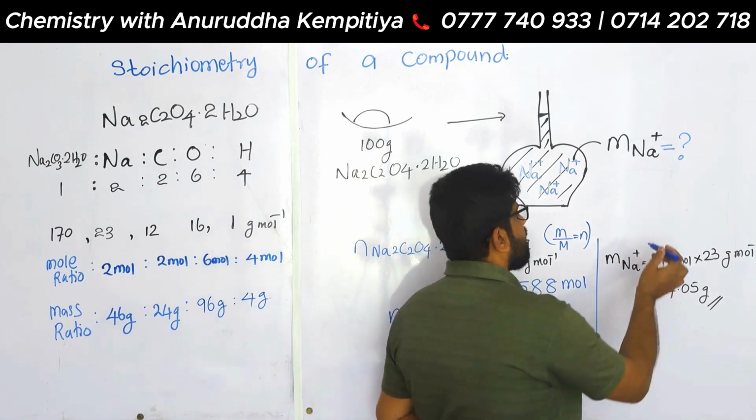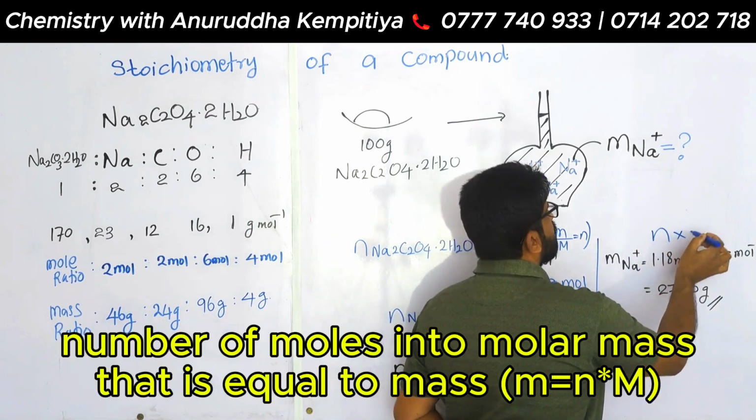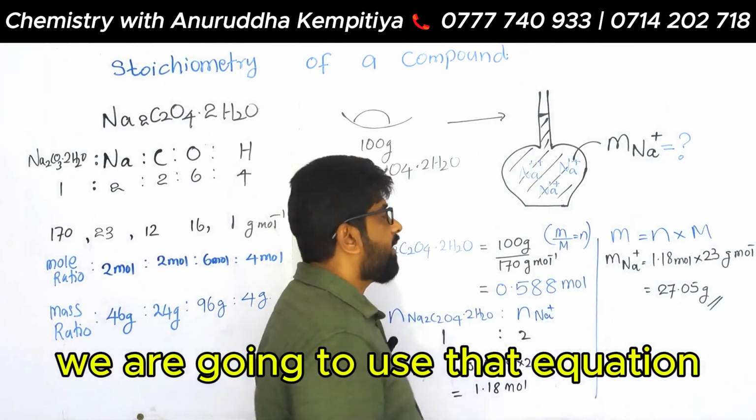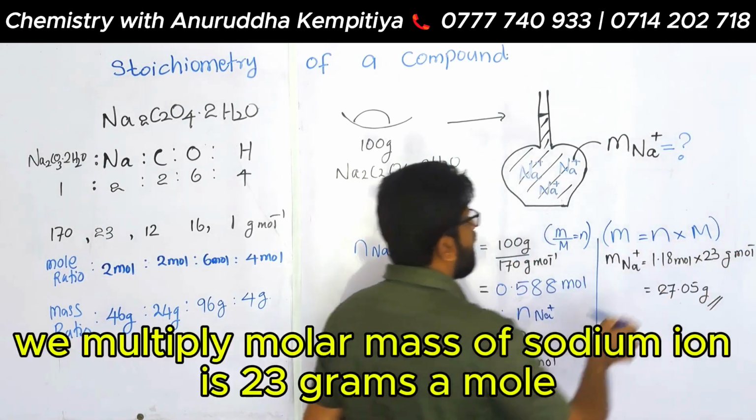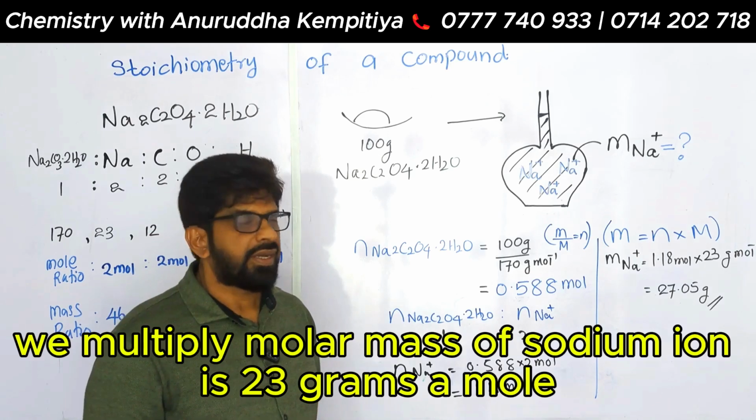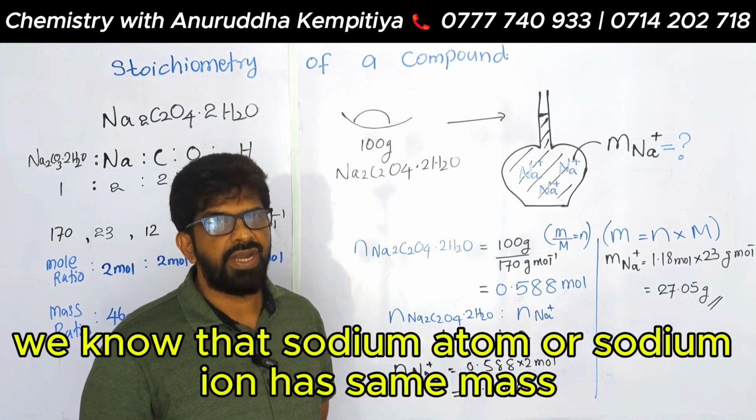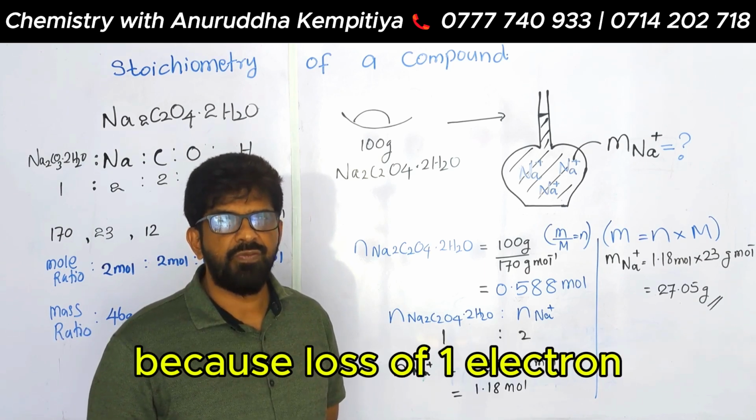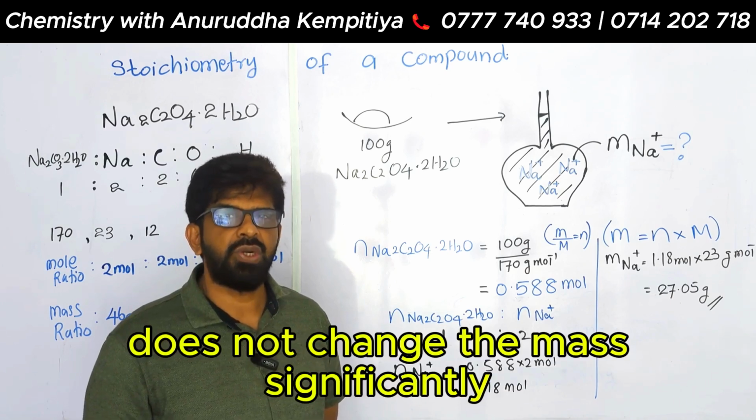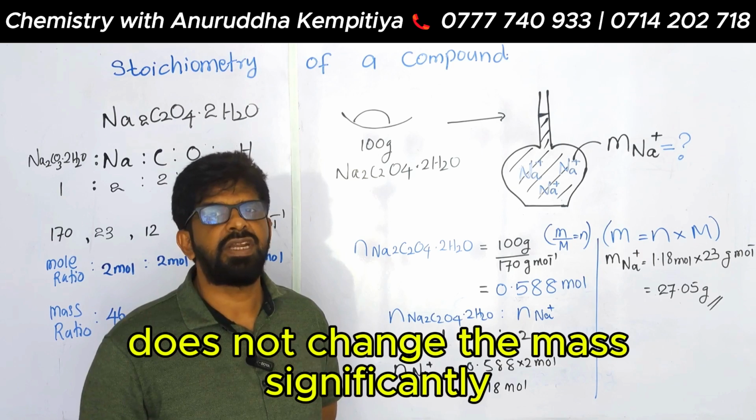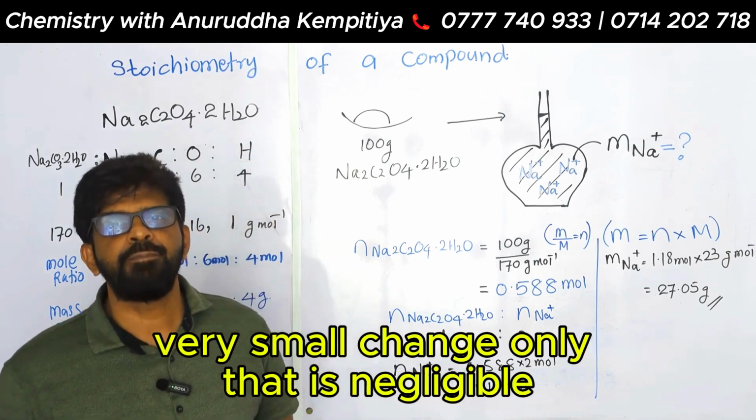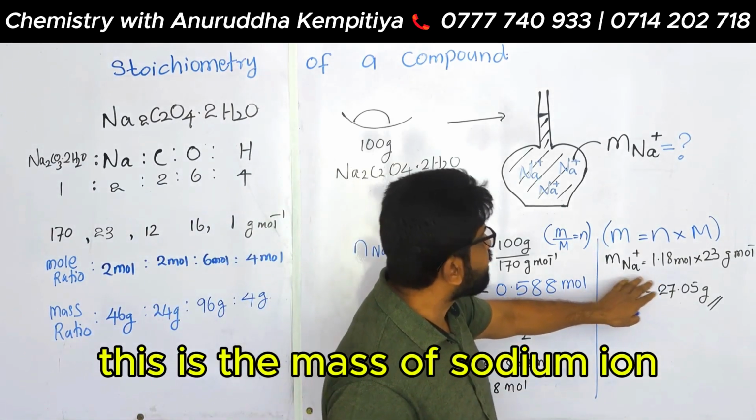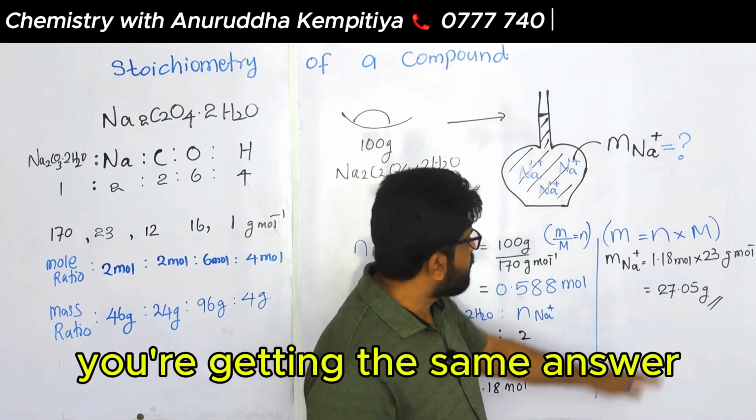Number of moles times molar mass is equal to mass, so we are going to use that equation. We multiply by the molar mass of sodium ion, which is 23 grams per mole. The sodium atom and sodium ion have the same mass, because the loss of one electron does not change the mass significantly; the change is very small and negligible. So this is the mass of sodium ion, and you are getting the same answer.